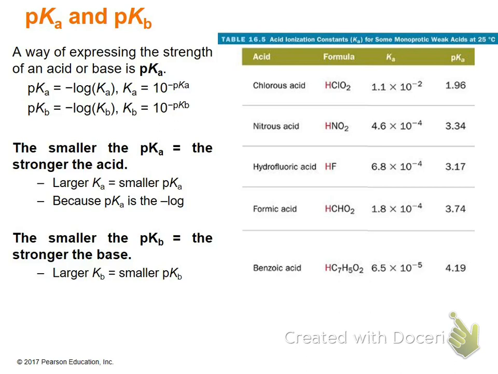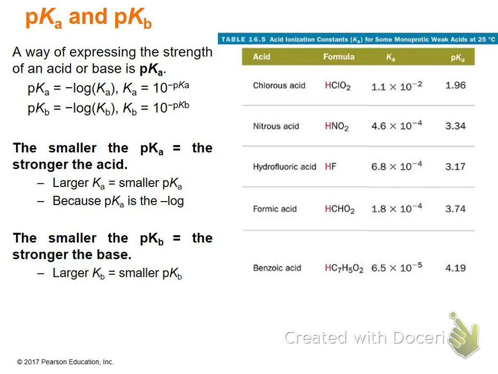All right, so here's a table that basically lists weak acids, and you've seen this in the previous lecture. So you have chlorous acid listed at the very top, and this is basically the strongest of the weak acids listed here. You can see that the Ka value here is the largest, with 1.1 times 10 to the negative 2. And when you take the negative log of this value, negative log of 1.1 times 10 to the negative 2, you get a pKa value of 1.96.